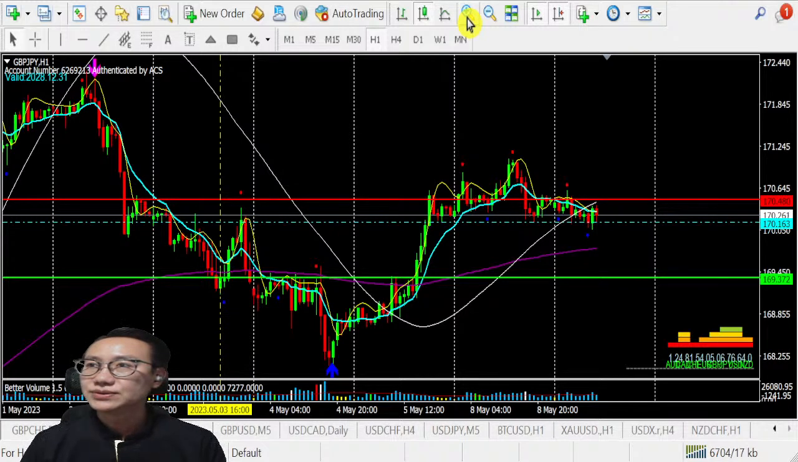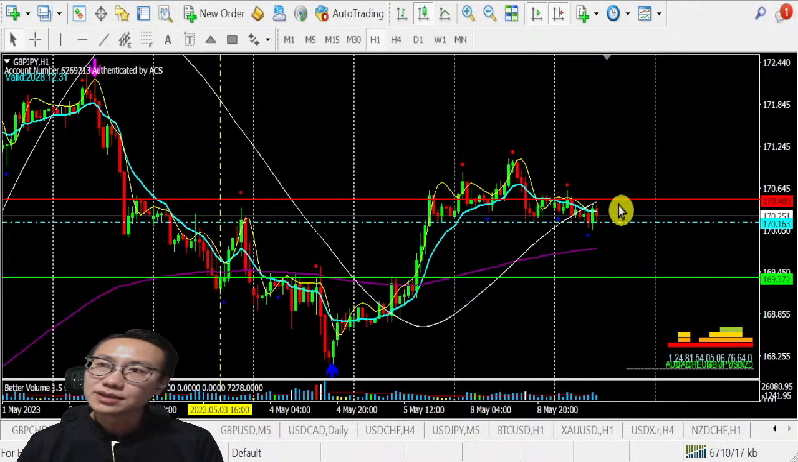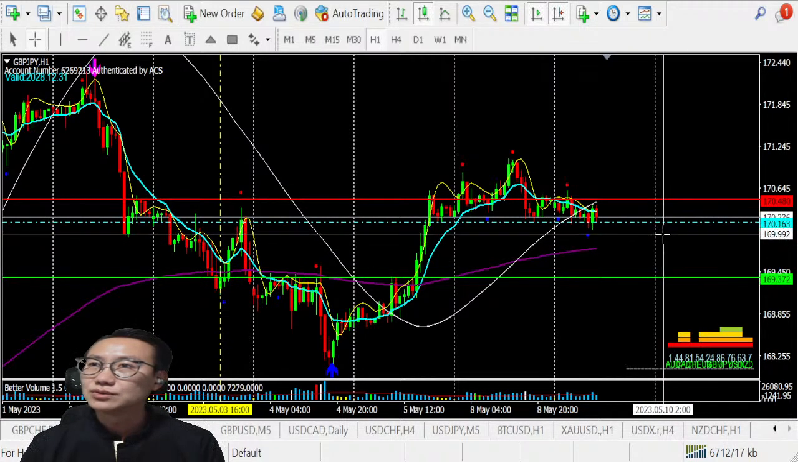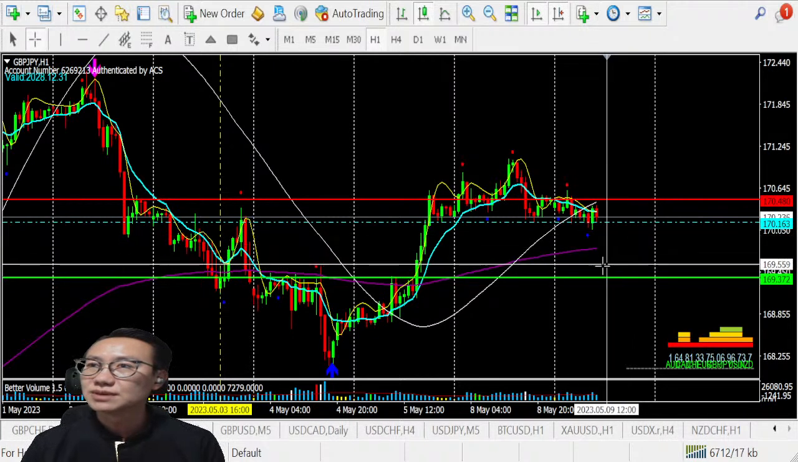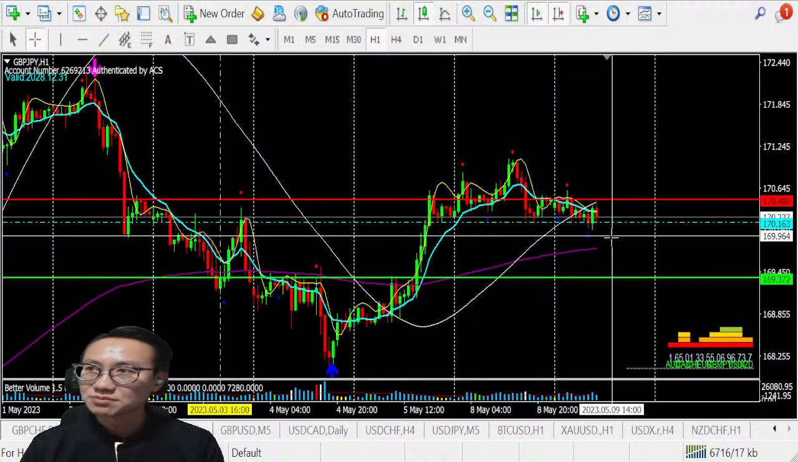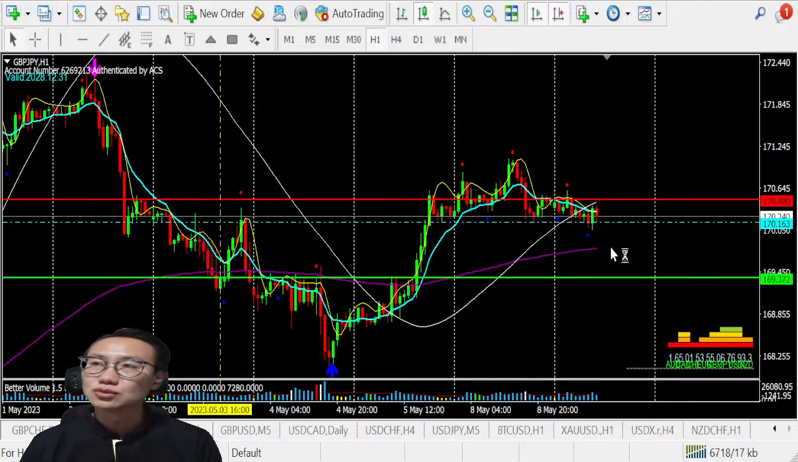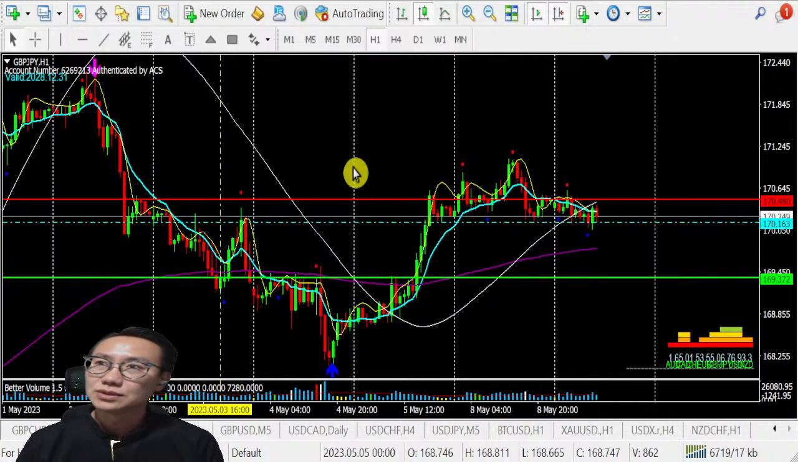We are still trying to break the support. Personally, once we break the support, we do have a lot of space down there, but along the way we have some turbulence area we need to take note of.